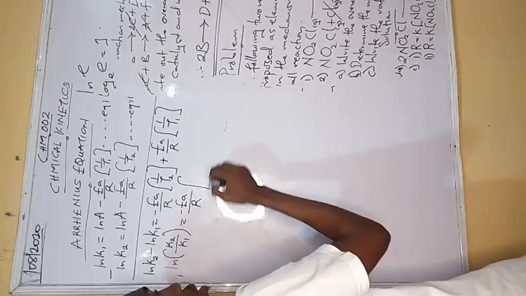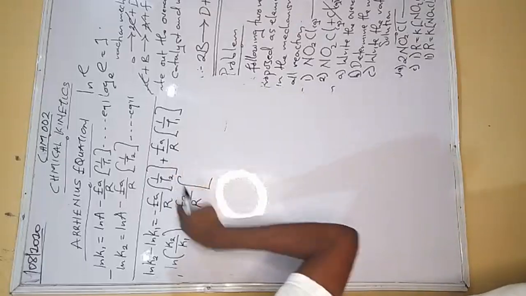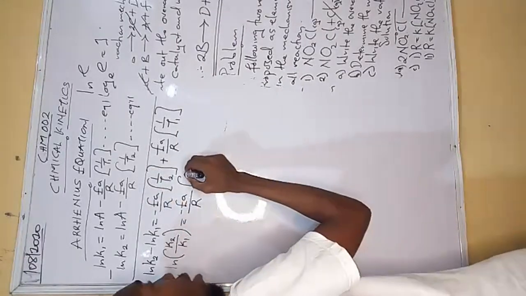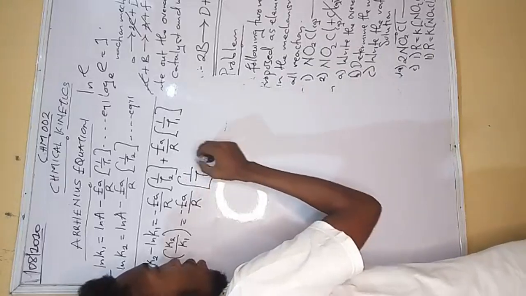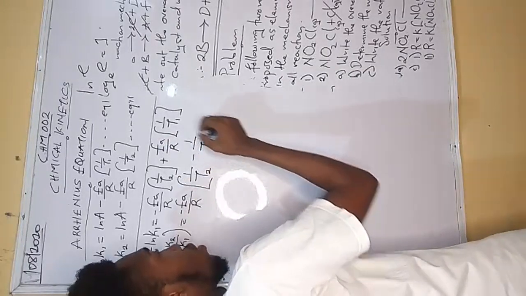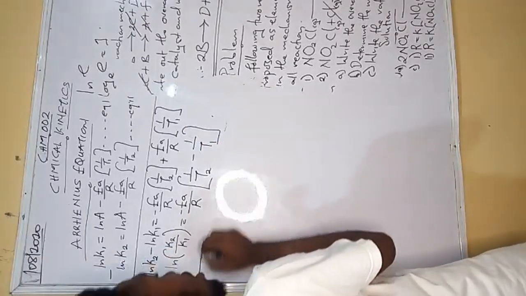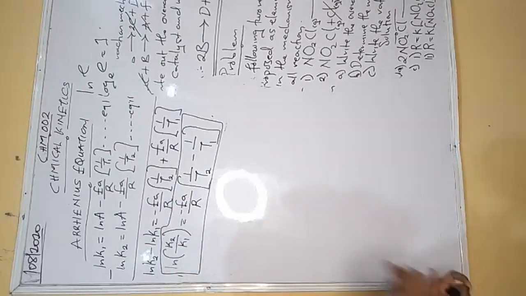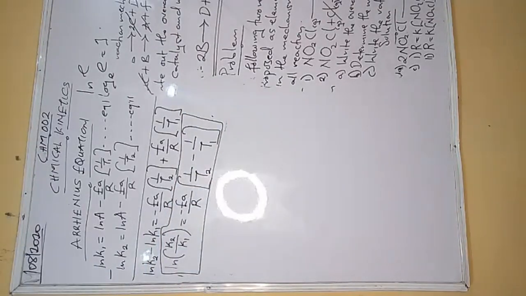is common. Open bracket. From this place, this one divided by EA over R will cancel, will be left with 1 over T2. Then this divided by this will be left with minus 1 over T1. Please, this is the equation you need to solve problems.